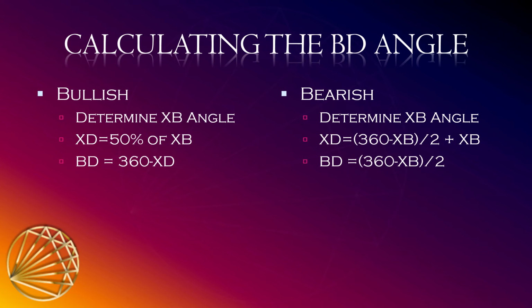to do is we're going to take that number and subtract it from 360. Divide that by 2 and add that to the existing XB number that you came up with to begin with, and that will give you your XD line. To determine the BD line, it's a little bit more simple. 360 minus the XB divided by 2.